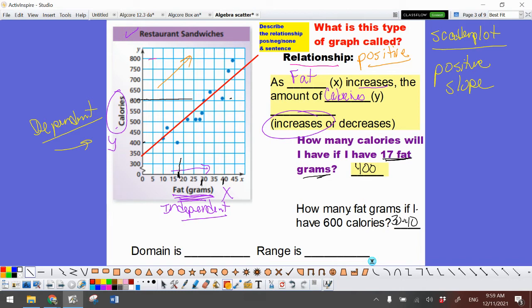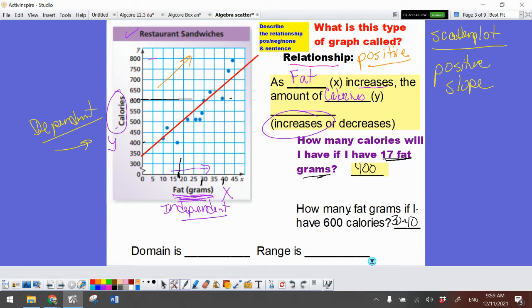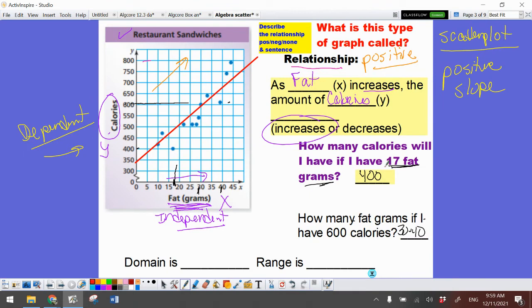And remember, when you draw this line, not a single point has to be on this line. It's just an estimate of where the best middle is. So if I use the line to answer questions, 17 grams of fat is going to pull me right about 500 calories.